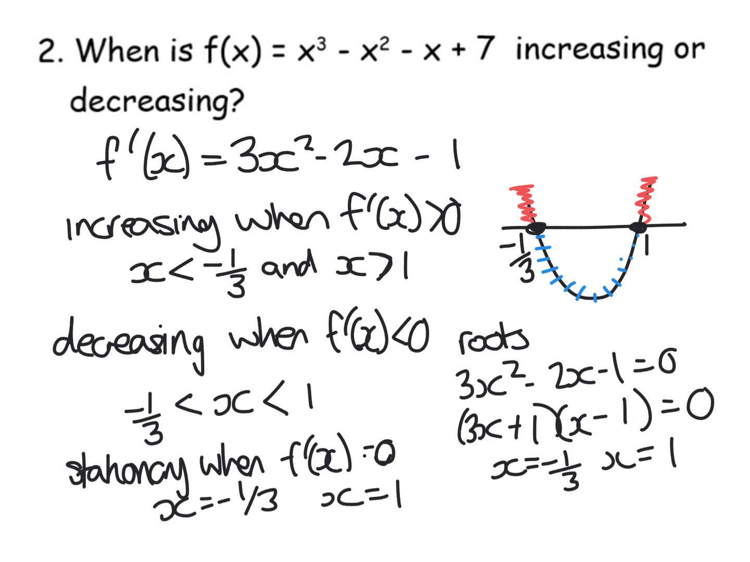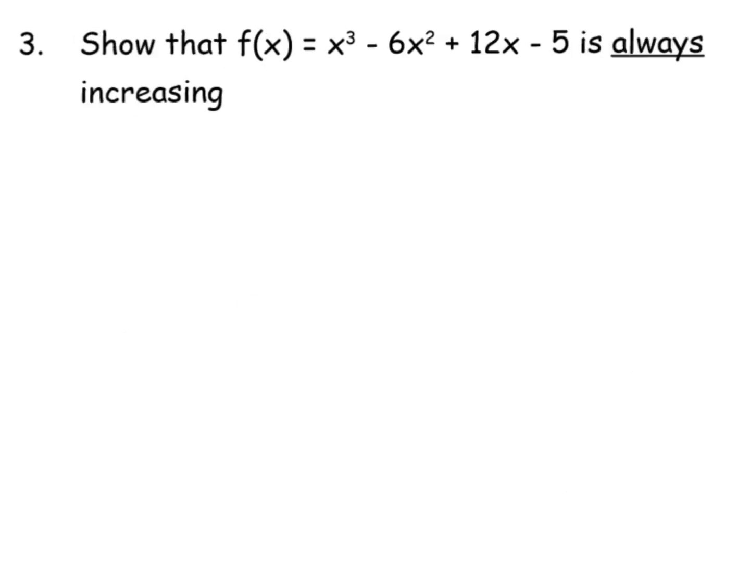So come back to your quadratic inequalities. Number 3, we have to show that this function is always increasing. Now, always increasing can also be spun the other way as never decreasing, okay? And they could ask you either scenario, but they both are the same thing. So if you're always going up, it means you're never going down. Think of it that way.